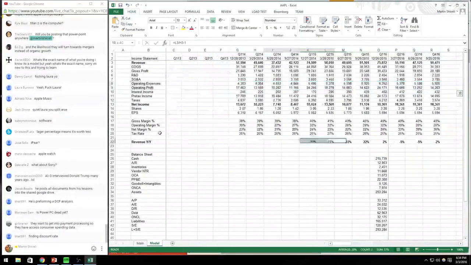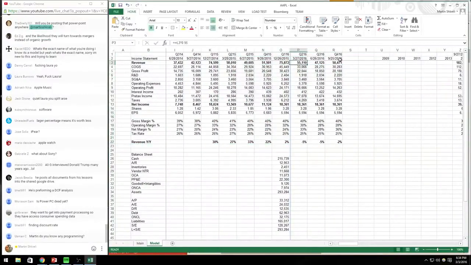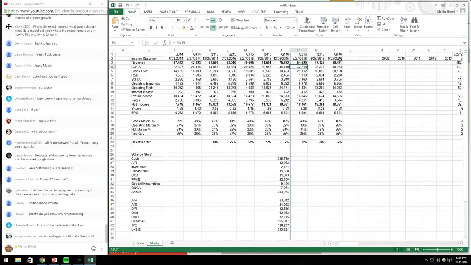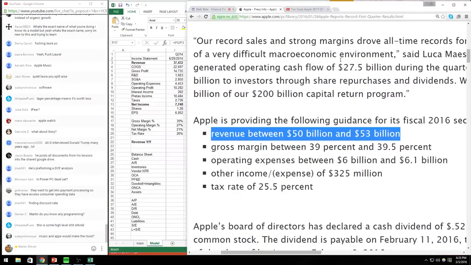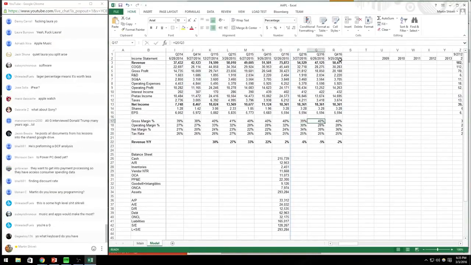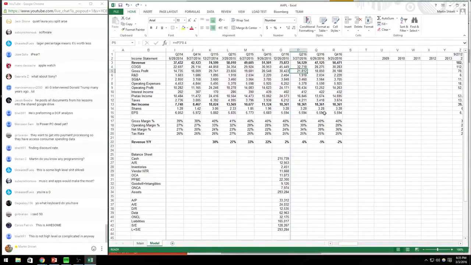And what are we putting in our model? We're putting 55. Well, that's probably too ambitious. How about 54? And then they're saying gross margin will be between 39 and 39.5. Let's put in 39.25. And all of these will affect our numbers quite a bit. Here, we'll put it up here. 39.25.